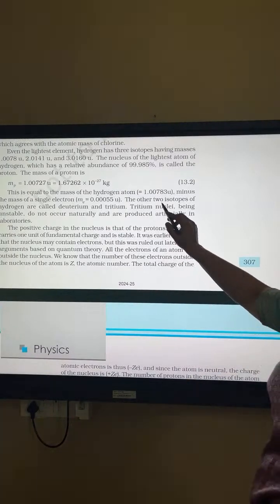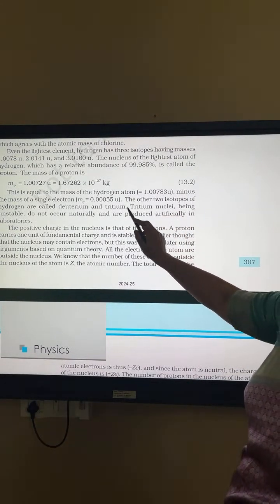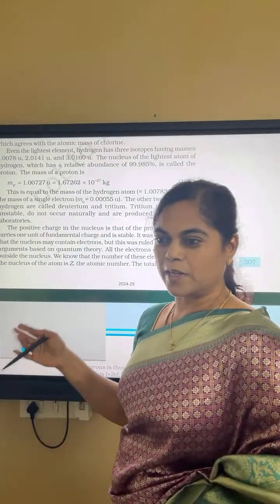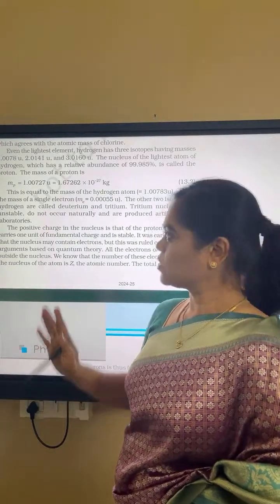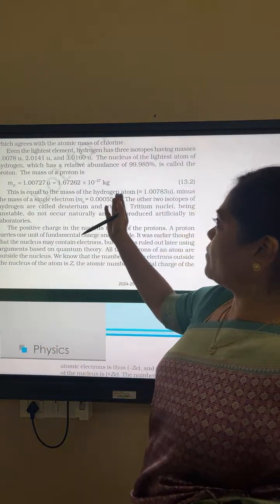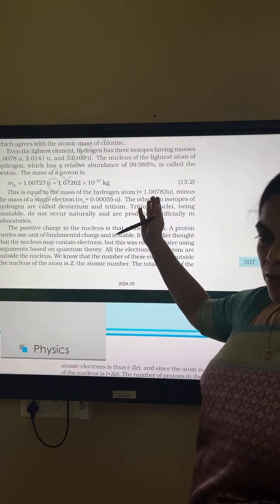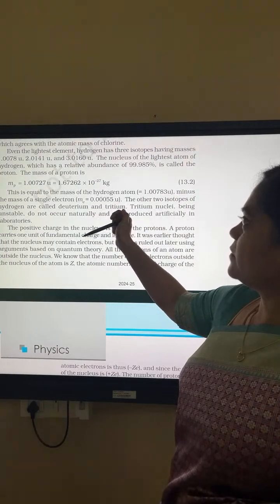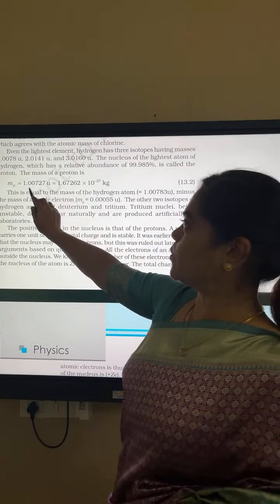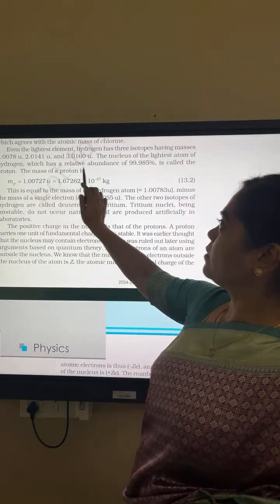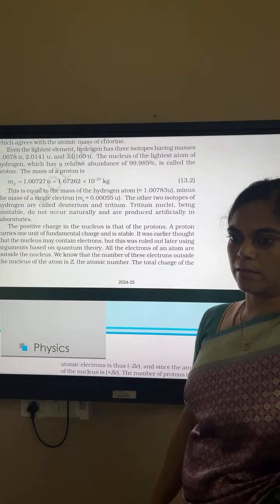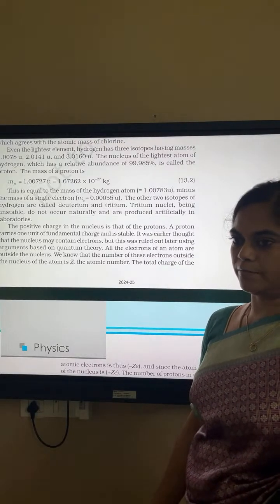Then, from hydrogen atom, we can calculate the mass of a single electron. Very easy, right? Because it contains 1 proton and 1 electron. So this is equal to the mass of the hydrogen atom minus the mass of a single electron. Understood? This is mass of proton they have taken. Why? How have they taken the mass of a proton?